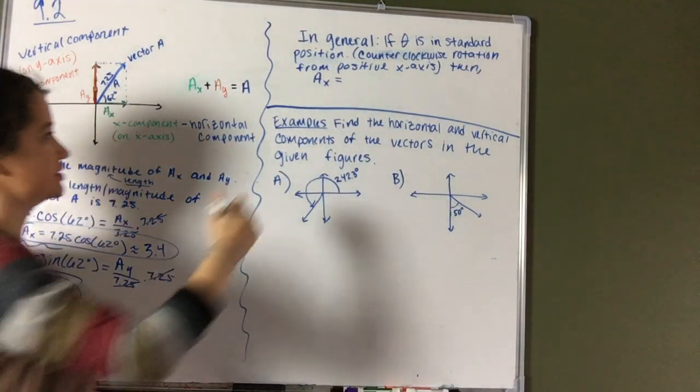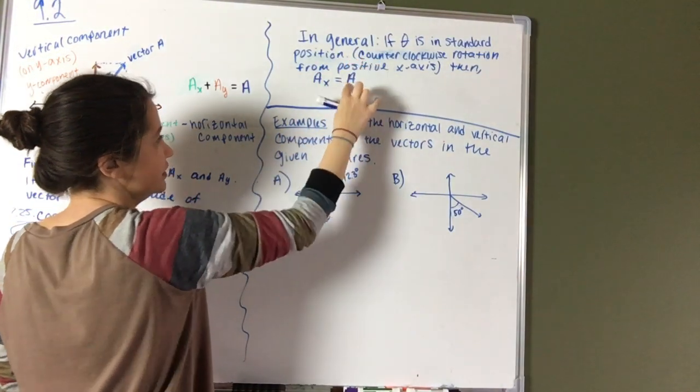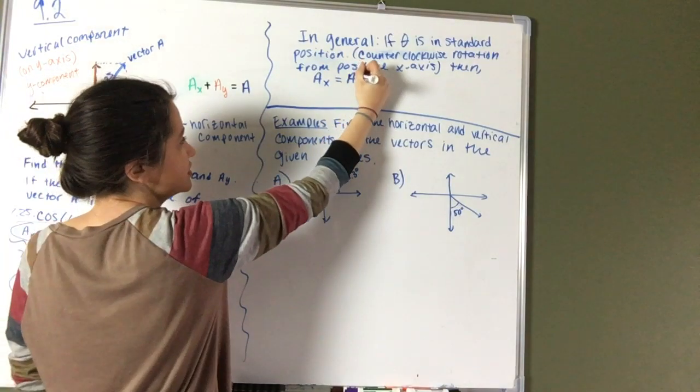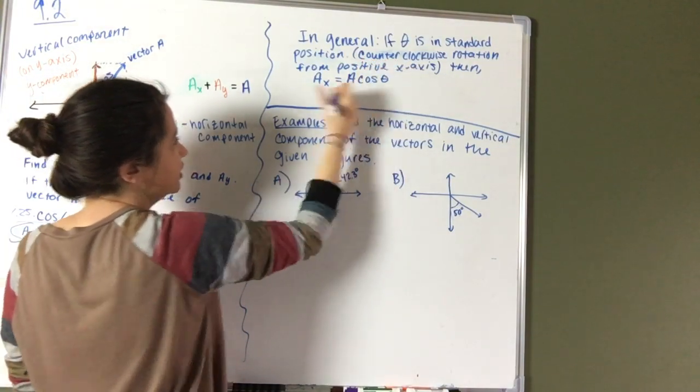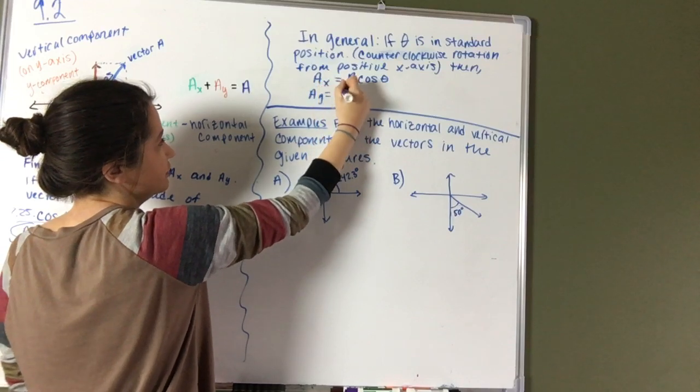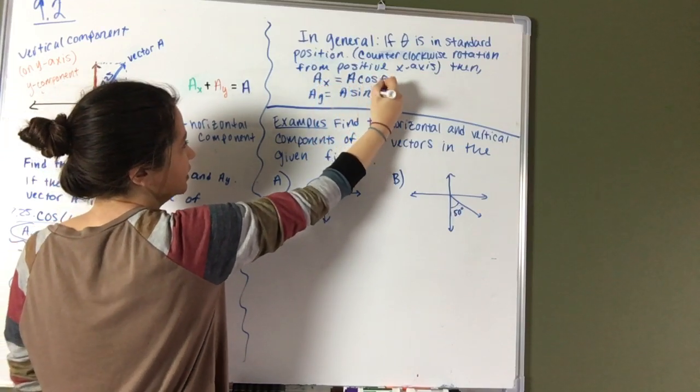Your x component is always going to be found by taking the length of vector A multiplied by cos theta, and your y component will be the length of vector A multiplied by sine theta.